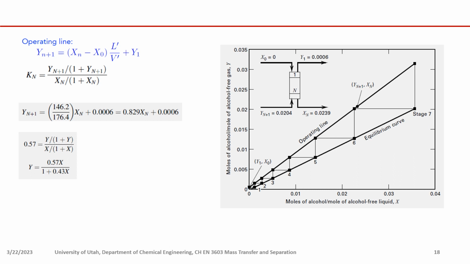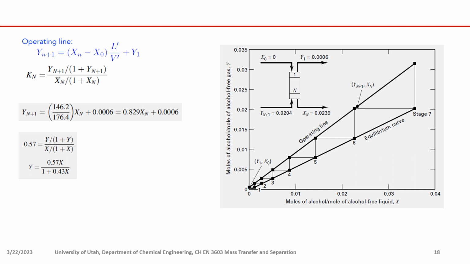Starting from x0, y1 at that point, you march horizontally first, then cross the equilibrium curve, then you march vertically. That's stage 1. Then you do this repeatedly: stage 2, stage 3, stage 4, and so on, until you reach a stage where the composition of the gas phase in that stage is higher than our incoming composition. Then you can declare victory. You can stop there.